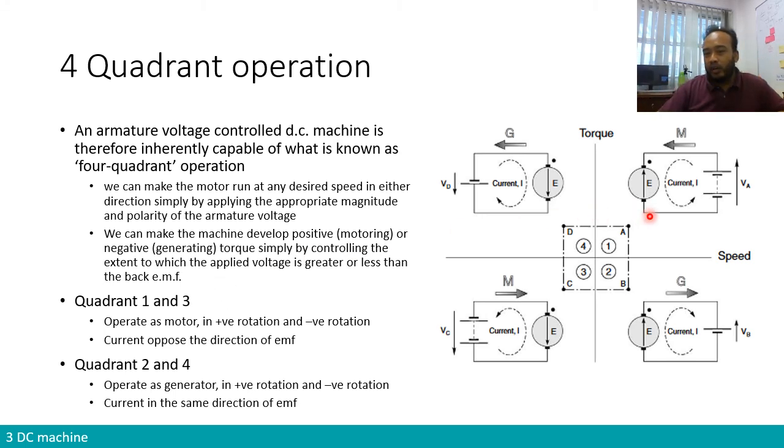In opposite to the operating mode of motor, we have the operating mode of generator that you can find in quadrant 2 and quadrant 4. What is the difference between quadrant 2 and quadrant 4? It is basically just the direction of the rotation. In quadrant 2, the machine is rotating, for example, to the right with clockwise direction. In quadrant 4, the machine is rotating in counterclockwise, so in opposite direction of quadrant 2.